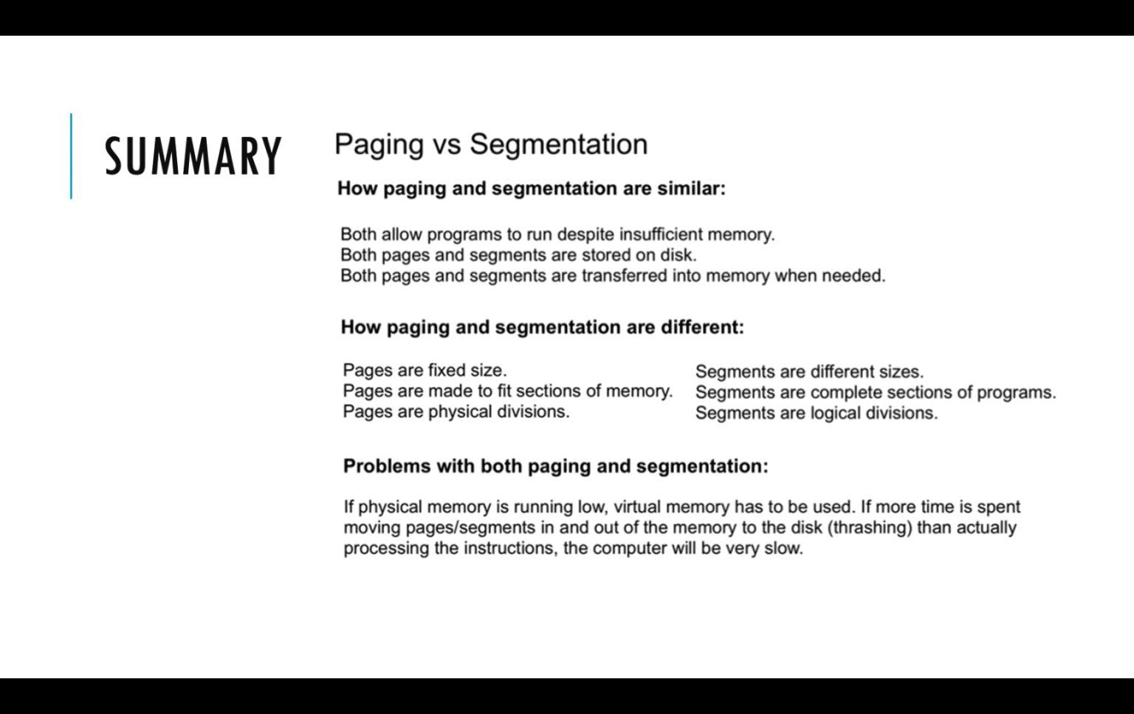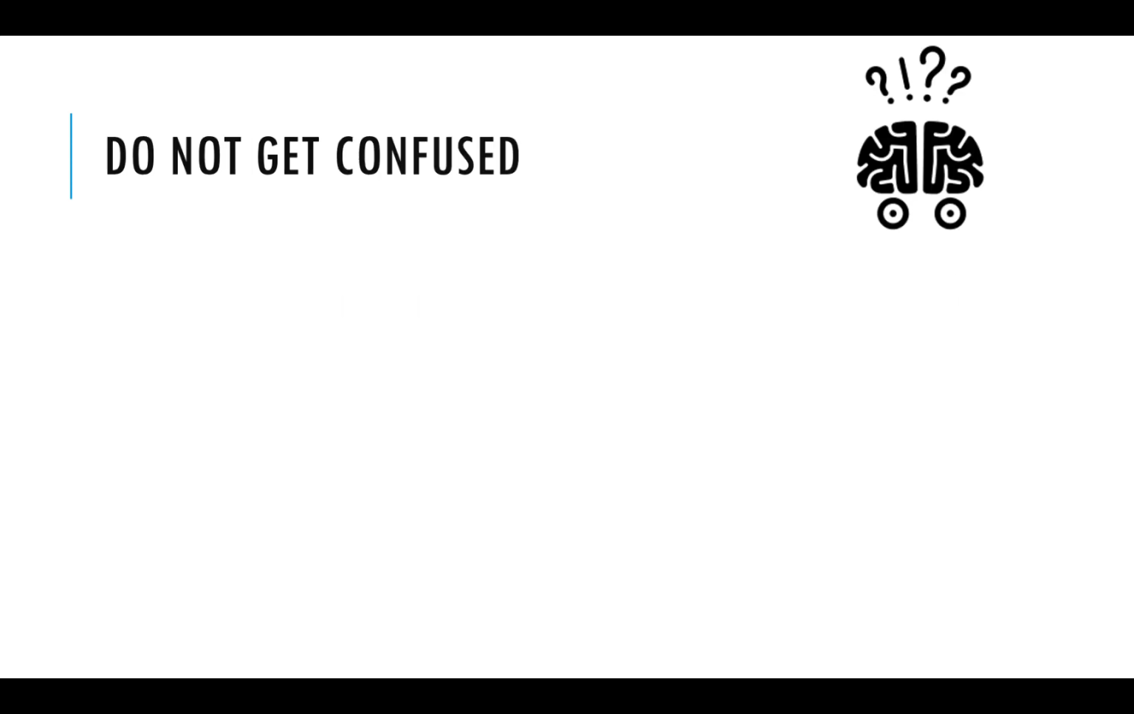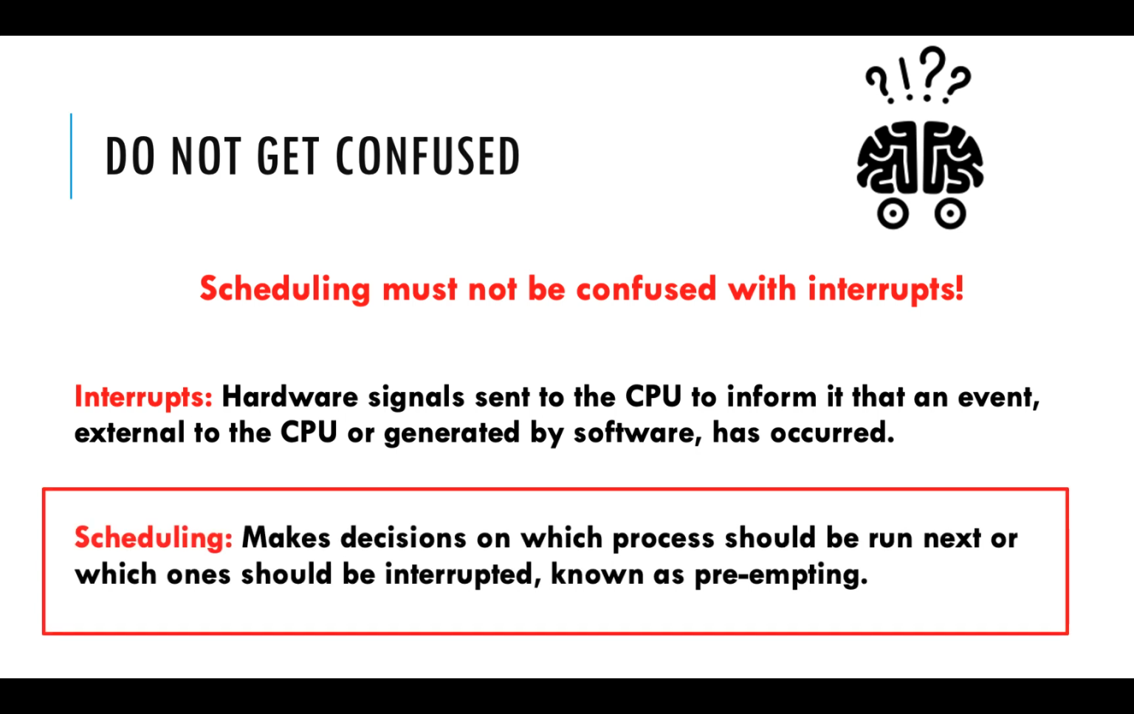And now we move on to scheduling. This is the term the operating system uses to define how and when a process is swapped in and out of the CPU, thus enabling our multitasking, which I talked about in video 1. But don't get confused at this point, because scheduling must not be confused with interrupts. Interrupts are hardware signals sent to the CPU to inform it that an event external to the CPU or generated by software has occurred, whereas scheduling makes decisions on which process should be run next or which ones should be interrupted, and this is known as preempting.